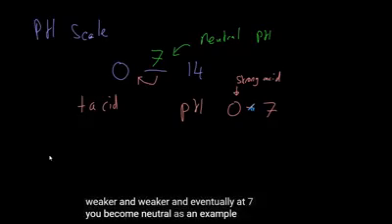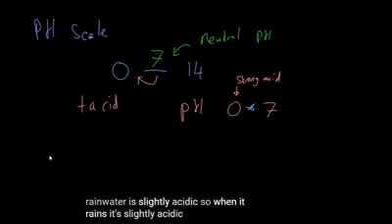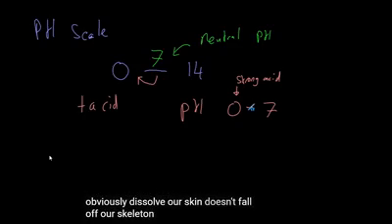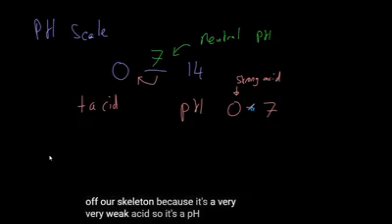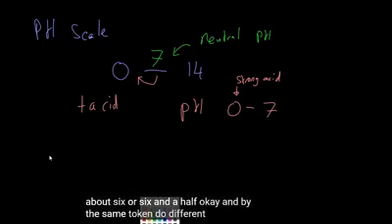As an example, rainwater is slightly acidic, so when it rains it's slightly acidic. We obviously don't dissolve, our skin doesn't fall off our skeleton, because it's a very, very weak acid. So it's a pH of around about 6 or 6.5.